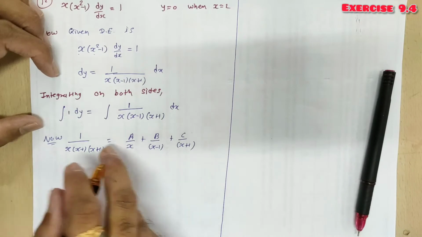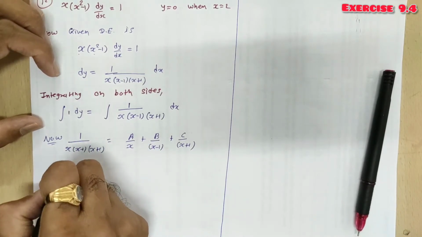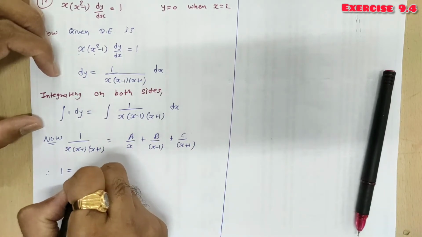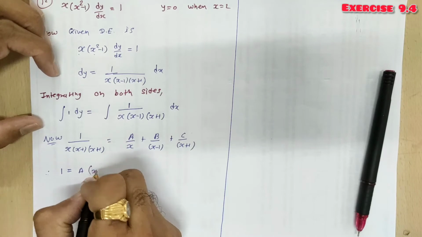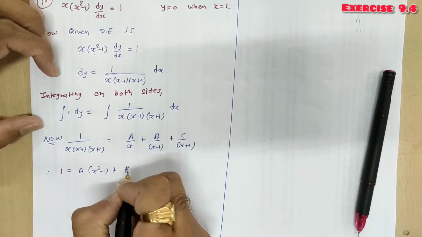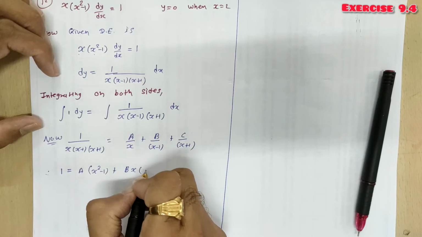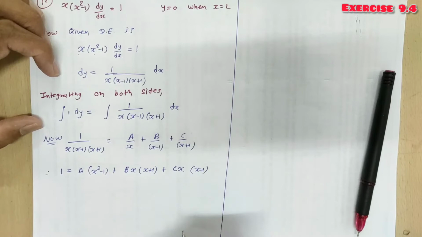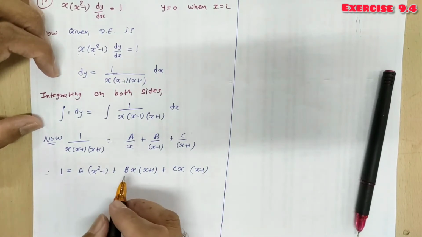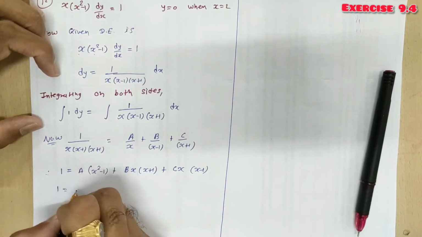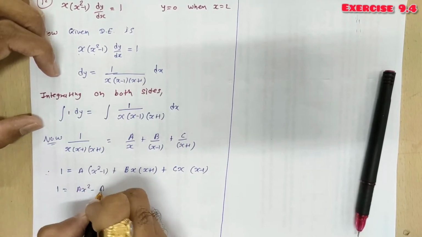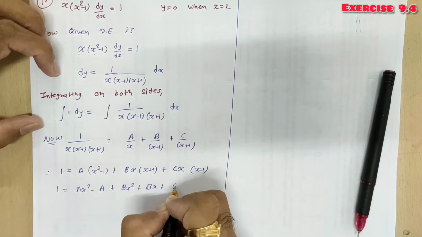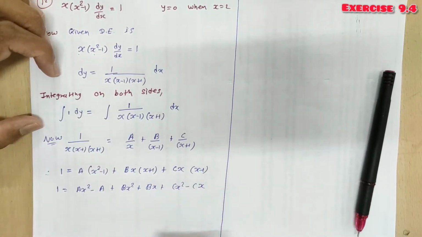Now simplify this, perform cross multiplication, and therefore it is 1 equal to a into (x−1)(x+1), that is x²−1, plus b into x(x+1) plus c into x(x−1). Simplify this and compare the coefficients. So this is 1 equal to ax² − a + bx² + bx + cx² − cx.